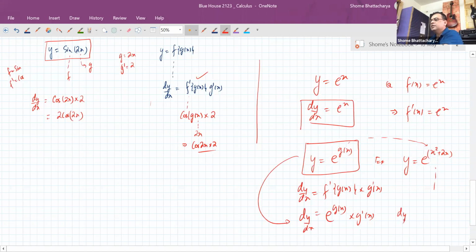So dy by dx will become over here e raised to the same power x squared plus 2x, but now that has to be multiplied with g prime(x). So the derivative of this is how much? 2x plus 2. So this particular function will have a derivative like this: 2 into (x plus 1), which I can take common, into e raised to the power x squared plus 2x. Just like in the previous example we had done, the power was sine x, so it became cos x into e raised to the power sine x.